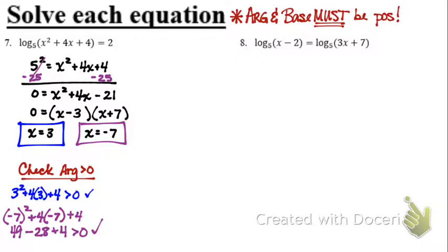How do I approach number 8? Caleb, tell me what you notice about both sides of the equal sign on number 8. They both have logs. Tell me about the base of both those logs. Both 5. They're the same. So what does that mean about their arguments? They are equal to each other. So I can basically just ignore the log. X minus 2 equals 3x plus 7.